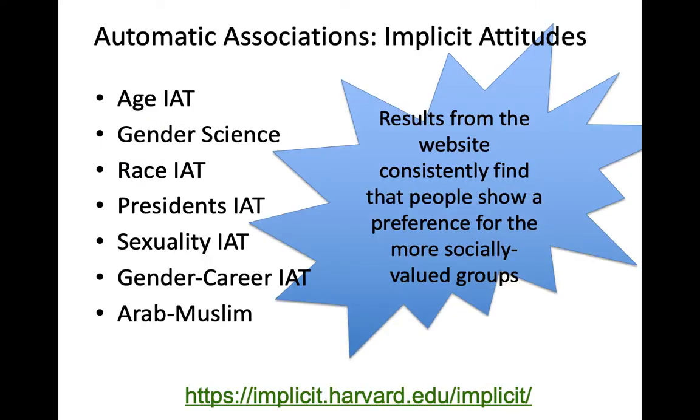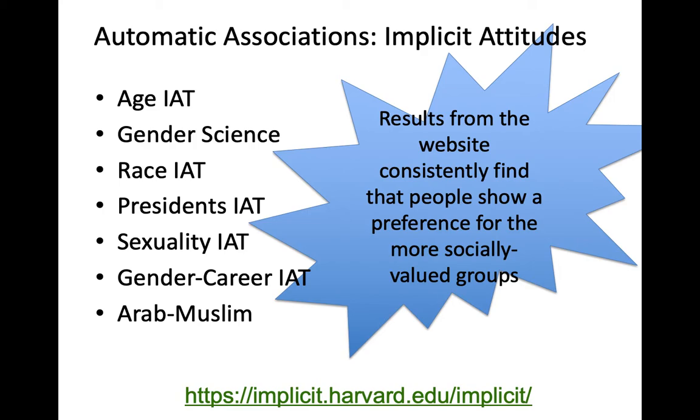There have been IATs developed to measure implicit bias in several different categories, like an old-young bias, or a sexuality bias, Arab American bias. So if you want, you can take one of these IATs by going to this website. It's worth doing. I've done it. It's very informative to see what the results are.